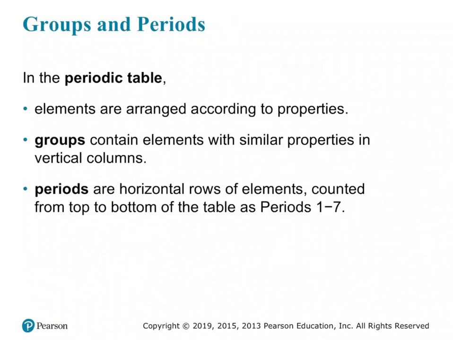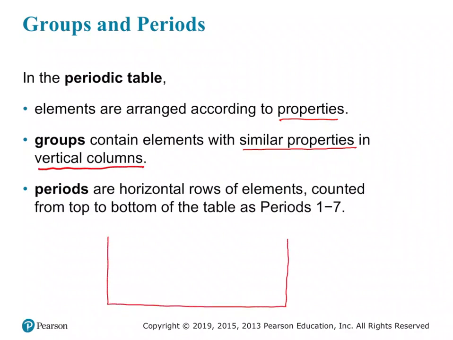So in the periodic table, elements are arranged according to their properties. So again, groups contain elements with similar properties, and those are in vertical columns. So if we were to draw a rectangle as our periodic table, each column is a group.